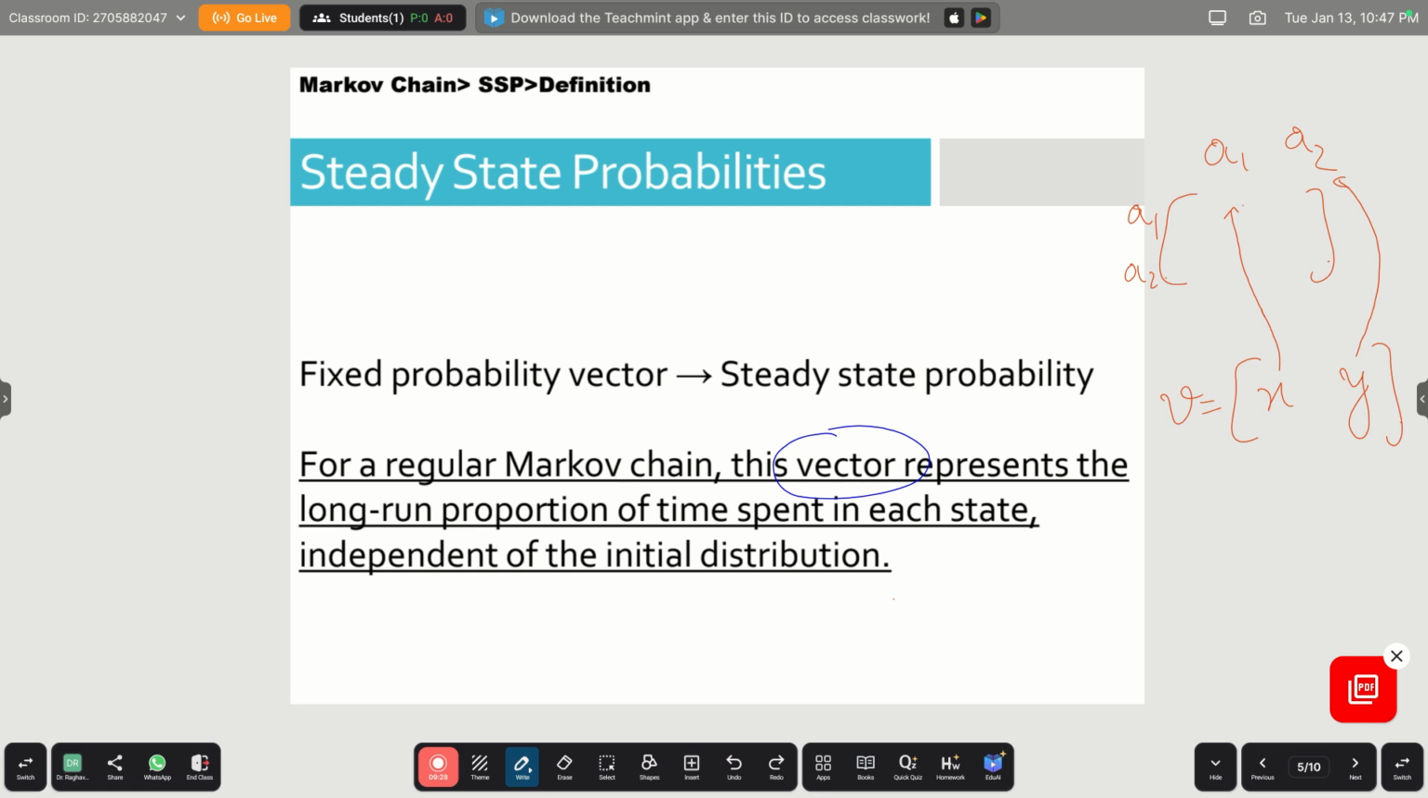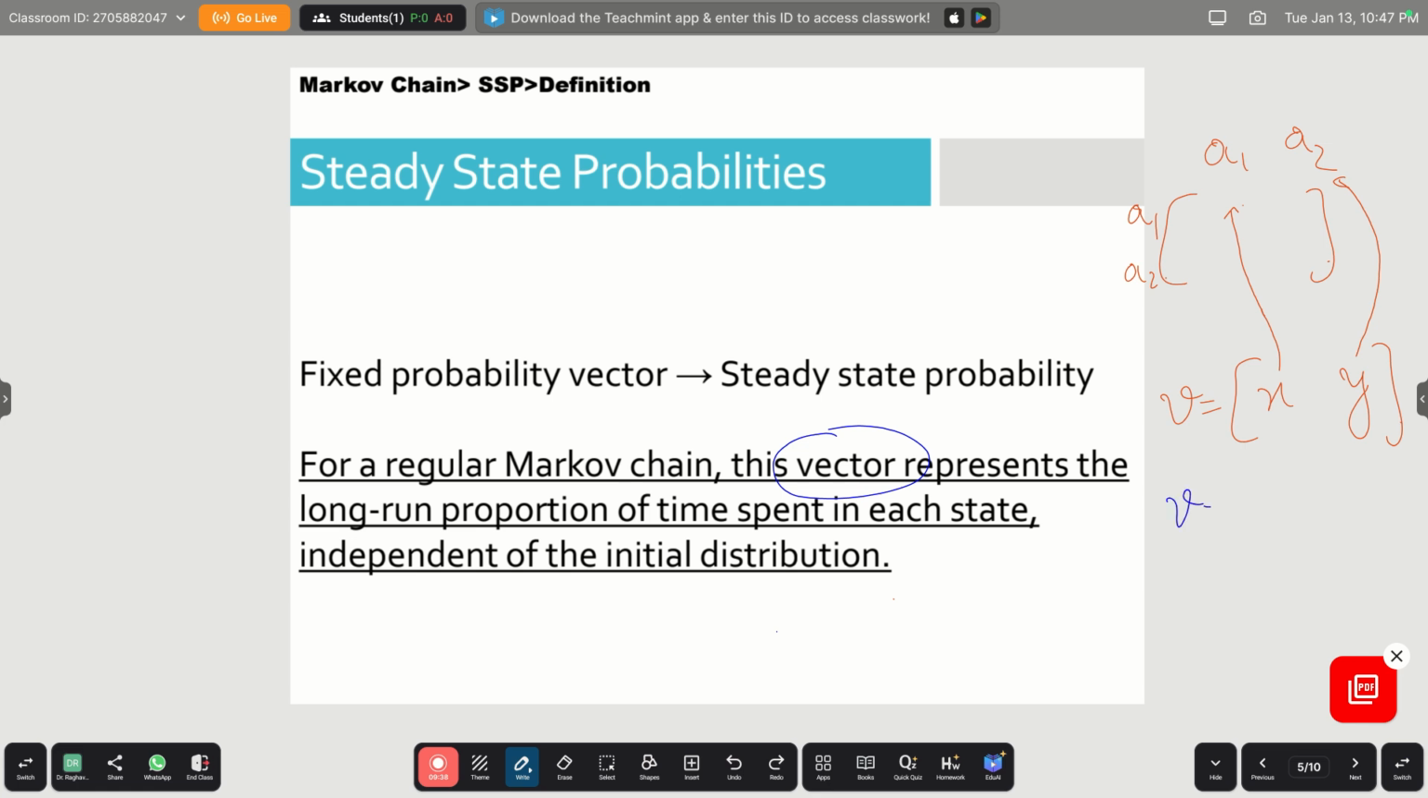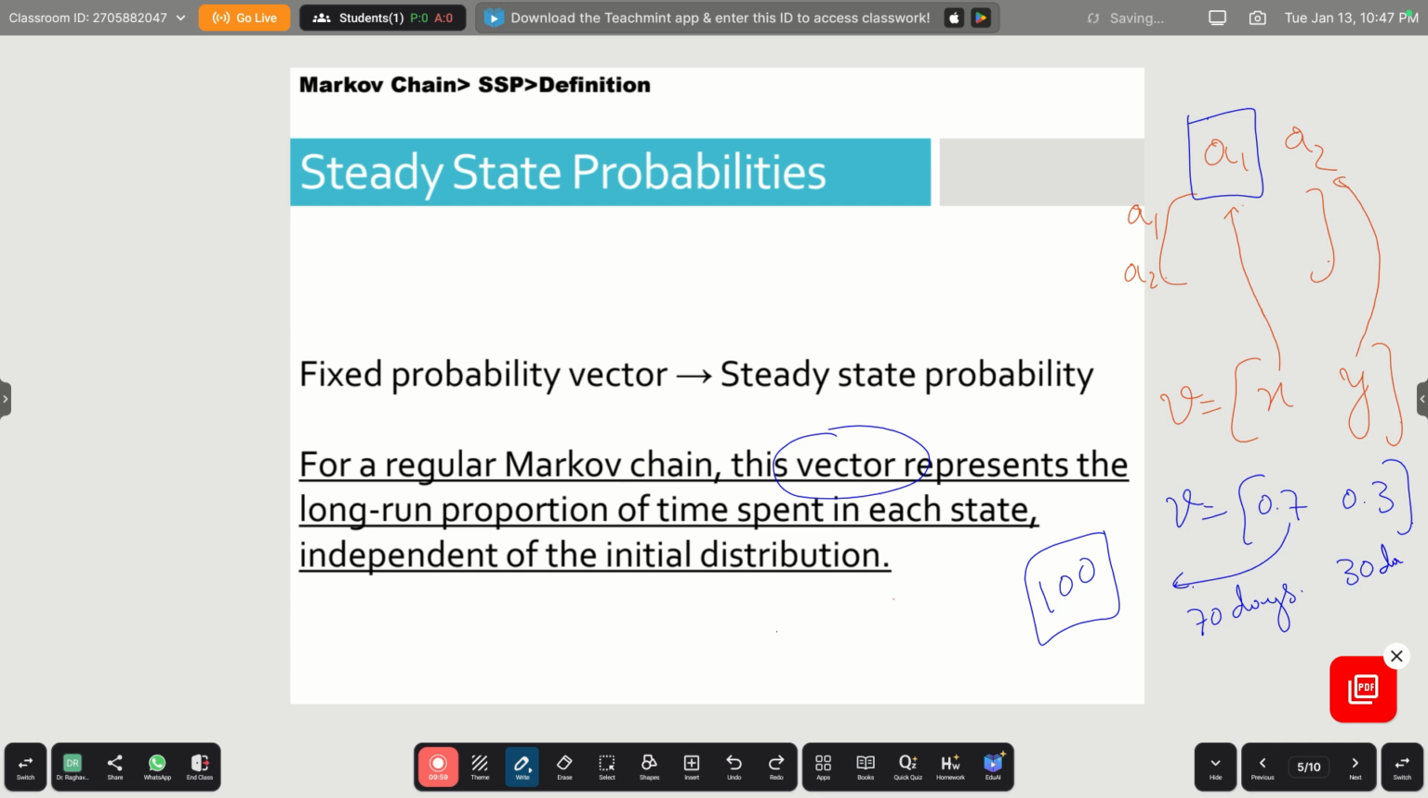To understand better, suppose 100 days are spent. Maybe I got v is equal to 0.7 and 0.3, let us say. That means out of 100 days, 0.7 of 100 is 70 days. 70 days are spent in state A1 and remaining 30 days spent in state A2.